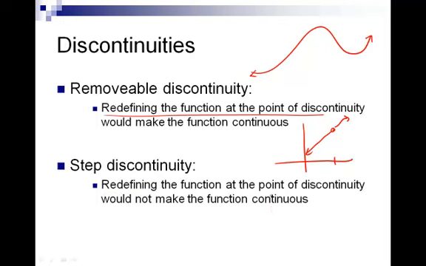A step discontinuity is one where redefining the function at the point would not make the function continuous. So even if I plug this hole, I still have a jump or a step. So a removable discontinuity is a hole in a graph that is otherwise continuous. A step discontinuity has a jump or a leap.